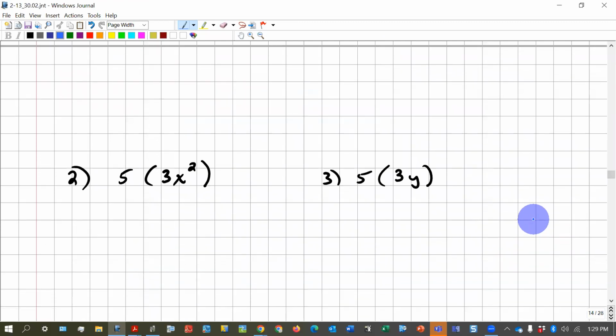So if we had 5 times parentheses 3 times x to the second, again, I can use the associative property in my head. 5 times 3 is 15. So I have 15 times x to the second. Or if it was 5 times 3y, that would be 15y. But it has to be multiplication between the number and the parentheses. And inside the parentheses, it has to be a multiplication between the number and the variable factors, whatever they are.